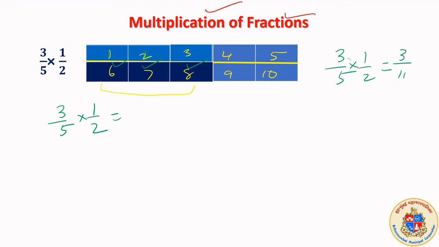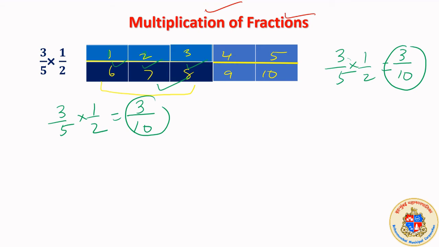3 upon 10. तो कैसा मिला? 3 को 1 से मल्टीप्लाई किया 3, 5 इंटू 10 आंसर मिल गया. वही आंसर ऑब्जर्वेशन से मिल गया. वही आंसर इधर दिख रहा है. That means multiplication of fraction means simply multiply.